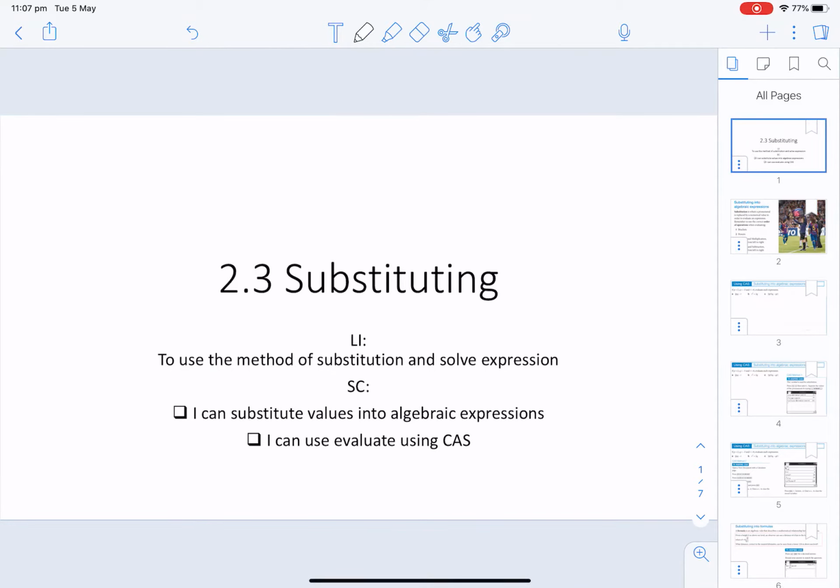2.3, substituting. Our learning intention: to use the method of substitution to solve expressions. Our success criteria: I can substitute values into algebraic expressions. I can evaluate using CAS. I didn't write the success criteria, a little bit confusing, but that's all right. All right.